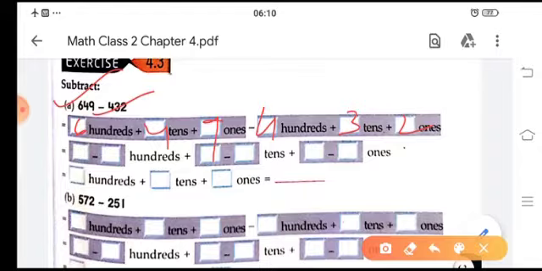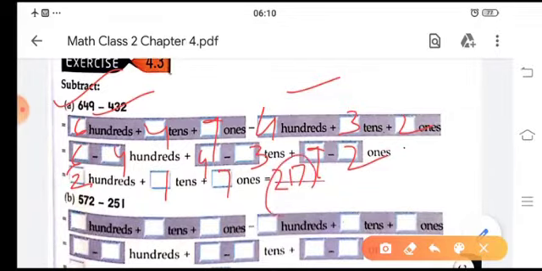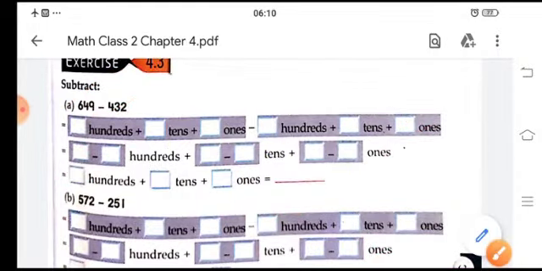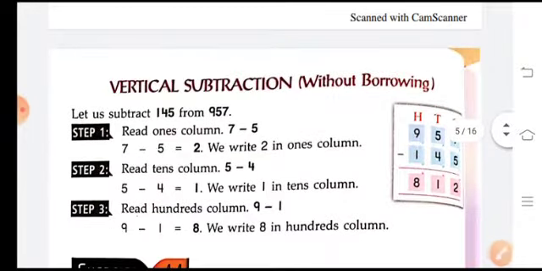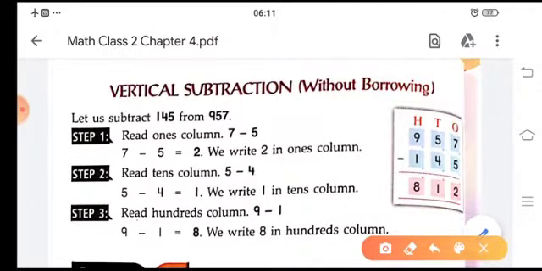Then we'll take hundreds, 6 minus 4. Then we'll take tens, 4 minus 3, and ones, 9 minus 2. 6 minus 4 is 2. 4 minus 3 is 1. And 9 minus 2 is 7. So what does it become? 217. So children, do the other sums also in the same way. Then we'll do vertical subtraction with borrowing.